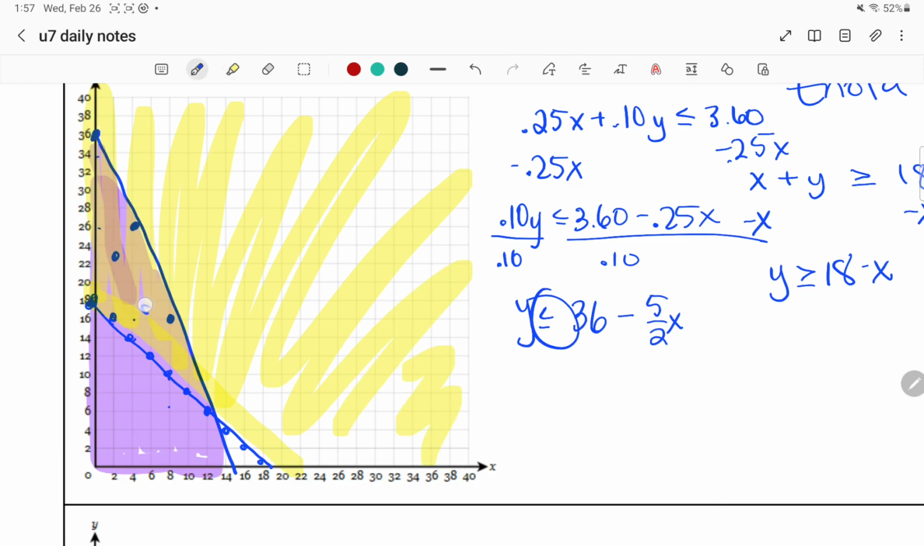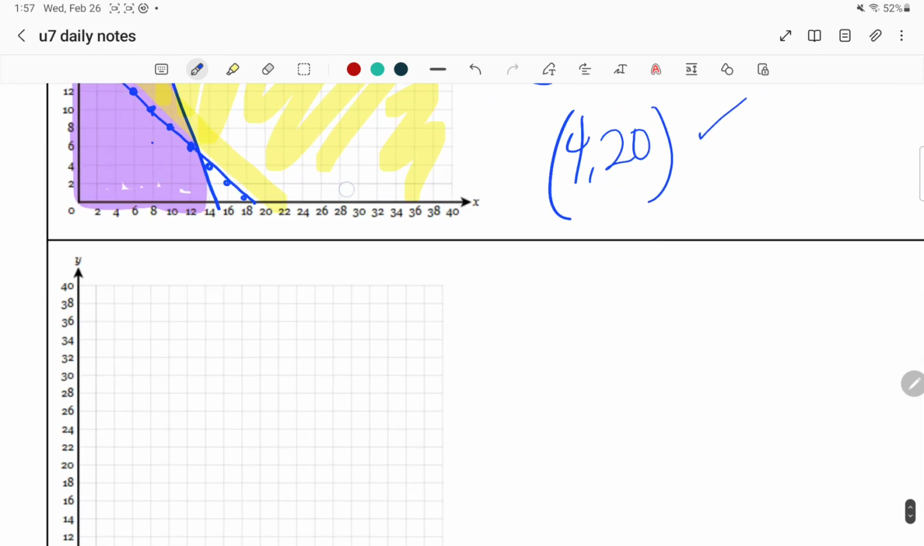And I'm going to pick a point in there, so I'm going to pick this one. That is, what, 420? Good job.